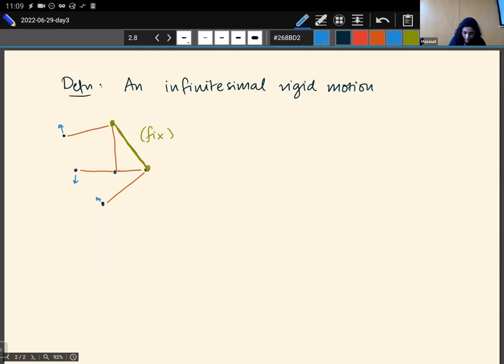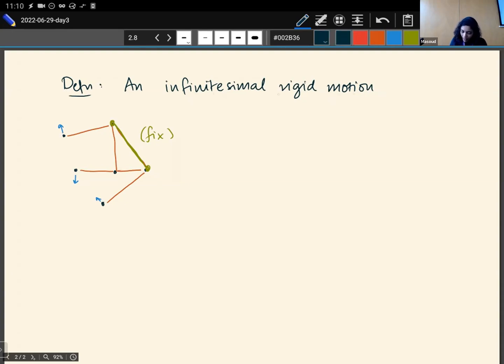Now, what about this middle point here, the third vertex of this triangle? What should I do for that? Nothing, because I fixed the green edge and triangles can't move, right? So once I have the lengths of the three sides of a triangle, I've determined everything. So this point here can't move at all. Okay, so this here would be an example, a picture of an infinitesimal rigid motion.